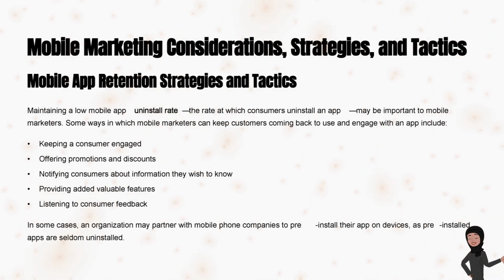There are several ways to improve retention. Marketers can keep consumers engaged with useful experiences, offer promotions or discounts, send relevant notifications, add valuable features, and listen to customer feedback. These tactics help remind consumers why the app deserves a place on their device. In some cases, companies may even partner with mobile phone makers to have apps pre-installed. Since pre-installed apps are less likely to be removed, this can strengthen long-term visibility and usage.